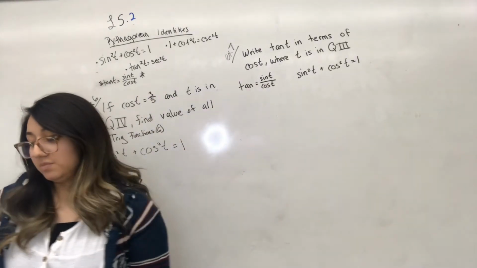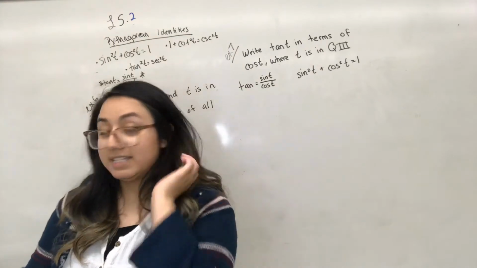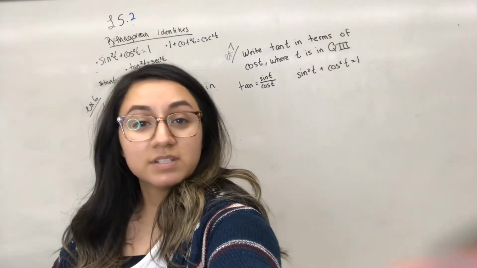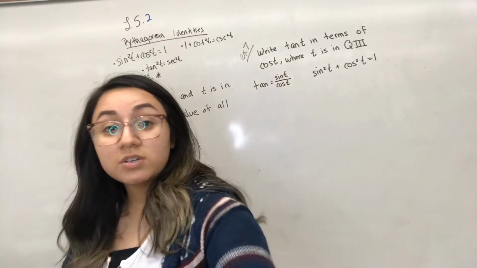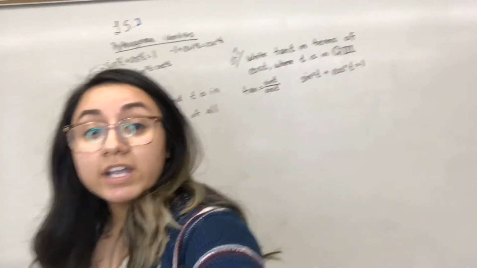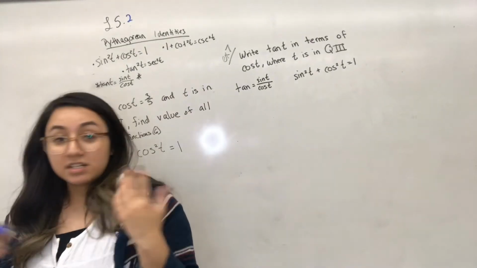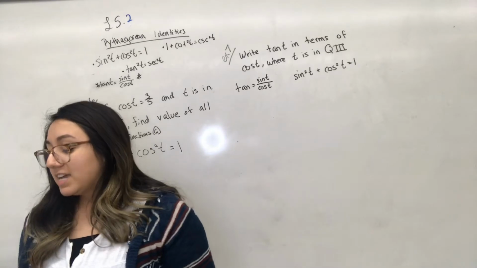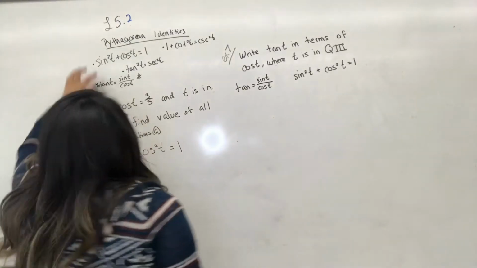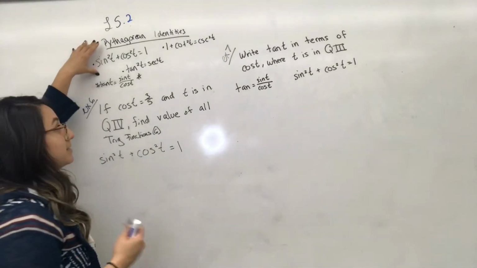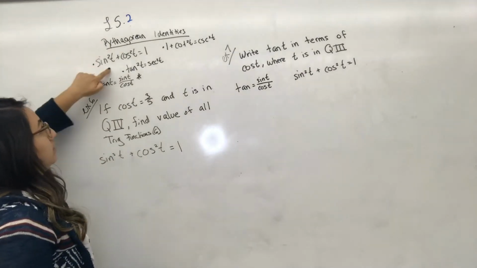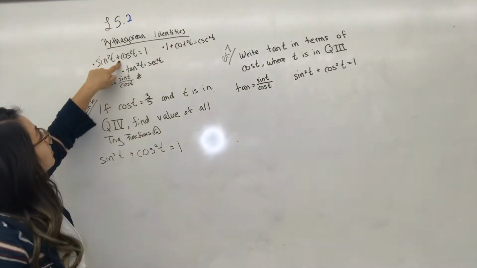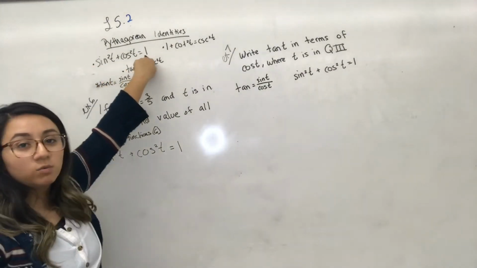If you look in your book, there are fundamental identities, and it shows you the different equations of the reciprocal of the functions, which we've done before. And then it has the Pythagorean identities. We will be using some today. Actually, we'll be using the main one: sine squared plus cosine squared is 1.